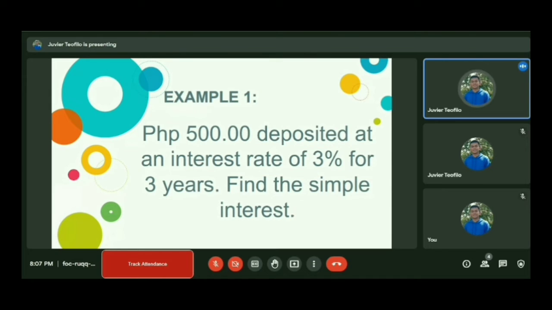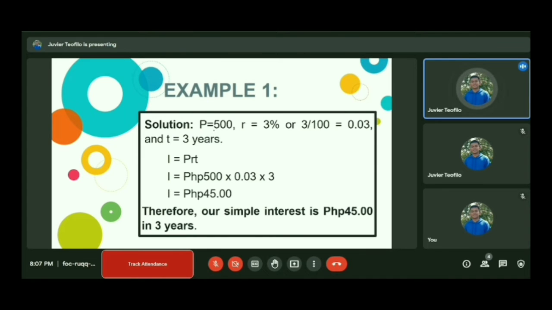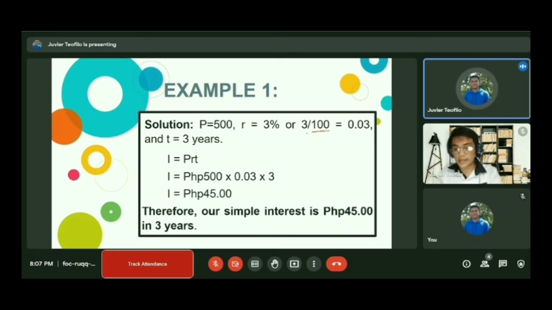Okay, let's have the solution. We have a principal of 500 pesos. R is equal to 3%, or 3 divided by 100, which is equal to 0.03. And T is equal to 3 years. Sir, where did you find that 100? Okay, let me explain. If you're going to solve using our formula I = PRT, our interest rate must be in decimal form. So you just divide the value of the interest rate by 100, and that would be the interest rate to be substituted in our formula.